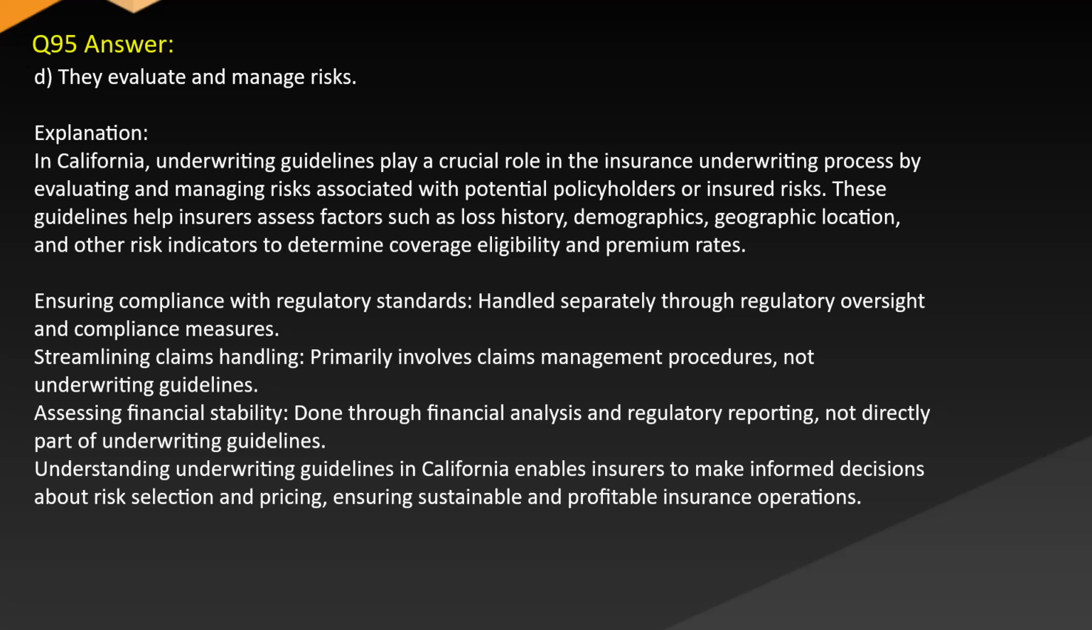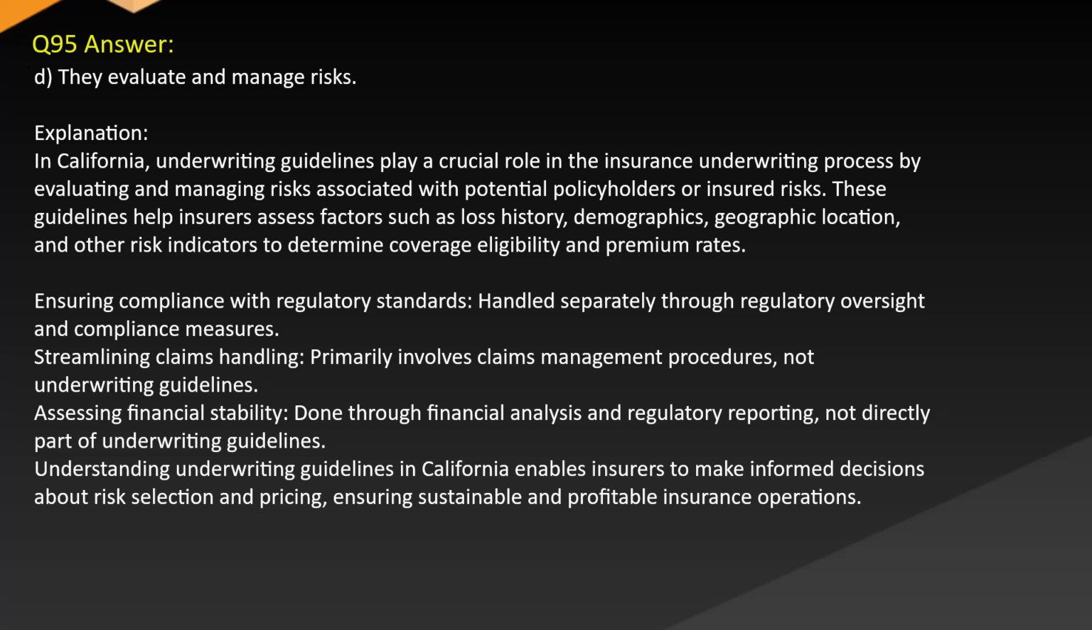Explanation: In California, underwriting guidelines play a crucial role in the insurance underwriting process by evaluating and managing risks associated with potential policyholders or insured risks. These guidelines help insurers assess factors such as loss history, demographics, geographic location, and other risk indicators to determine coverage, eligibility, and premium rates. Ensuring compliance with regulatory standards is handled separately through regulatory oversight and compliance measures.